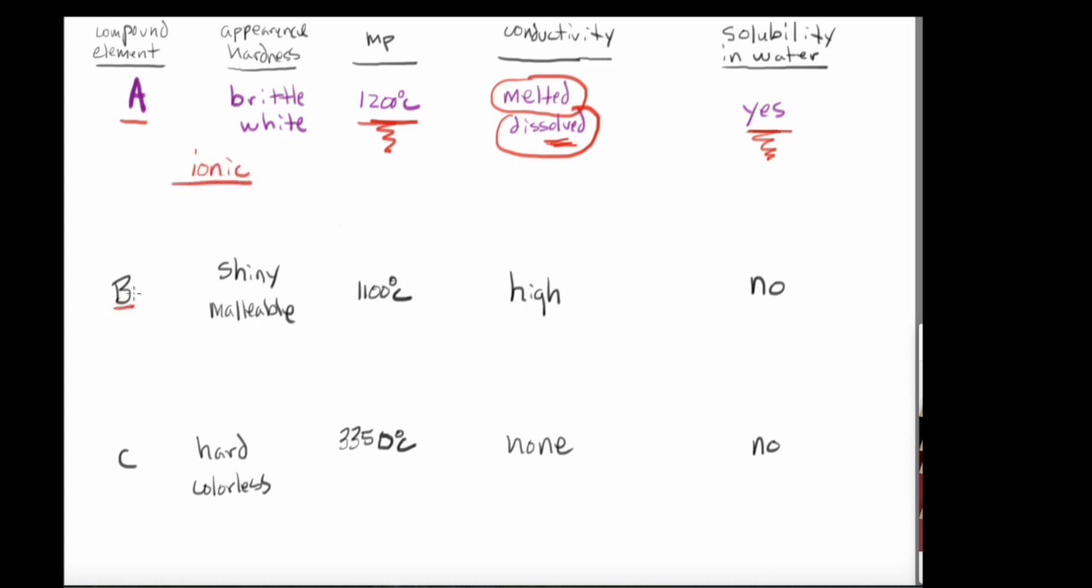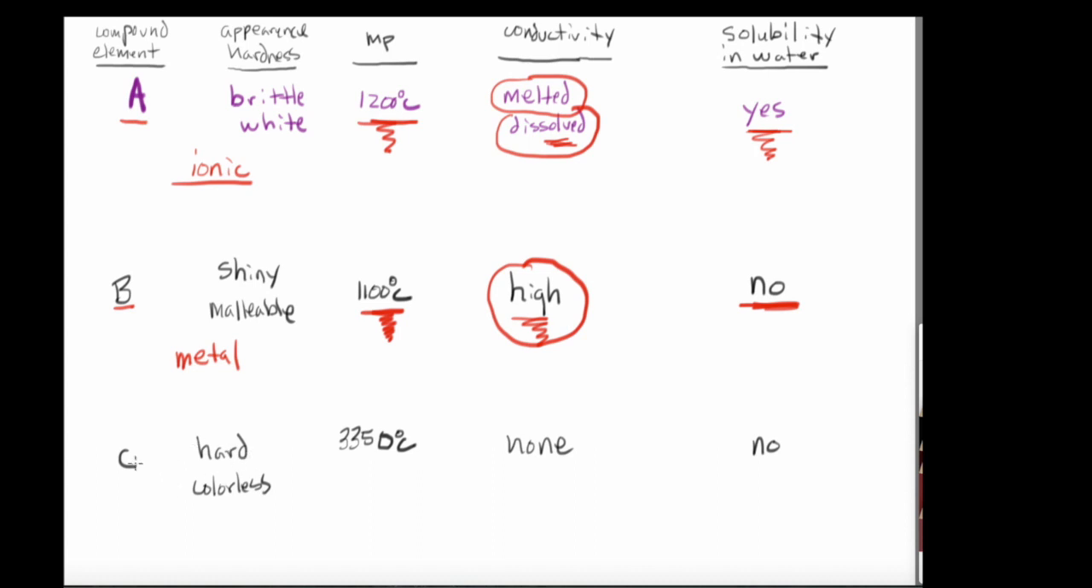All right, next, B. It's shiny and it's malleable, which means we can take it in our hands and we can bend it around. You can probably indent the thing with your fingernail. It has a very high melting point, 1100 degrees. Its conductivity is high, and there's not a stipulation as to whether it's melted or in the solid configuration. So it is a highly conductive material, and it's not soluble in water. Therefore, this is most likely a metal.